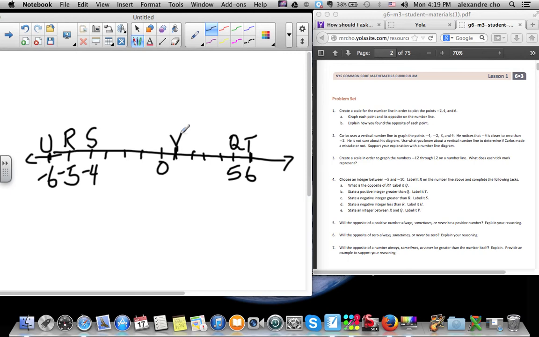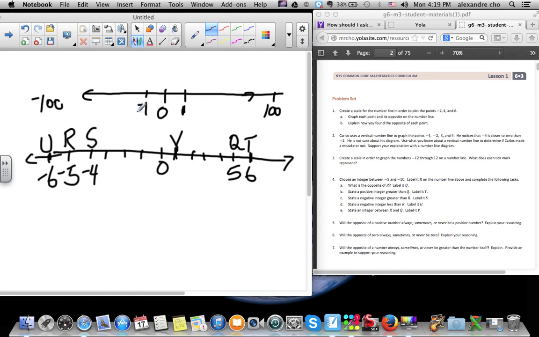5. Well, the opposite of a positive number is always, sometimes, or never negative. The opposite of a positive number will always be a negative number. So, if you don't know the answer to that, just make a number line. That's 0. Pick any number. Pick 1. What's the opposite of 1? Negative 1. Pick another number right here. Let's make this 100. Positive 100. The opposite of 100 would be negative 100 on this side. So, for any positive number, its opposite will always be negative.